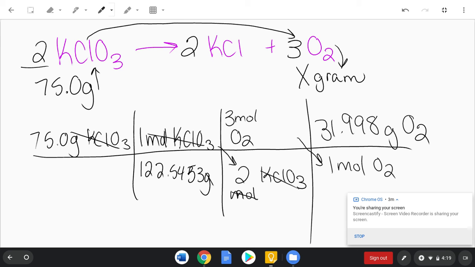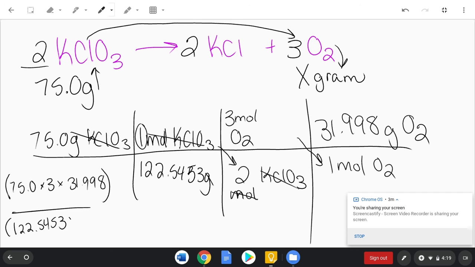And now I can put this into my calculator. I'm going to want to write the top numbers in parentheses. So 75.0 times 3 times 31.998. And I just eliminated this one because it's not going to affect my calculations at all. And then I'm going to divide by 122.5453 times 2. And give me a second while I plug that into my calculator.